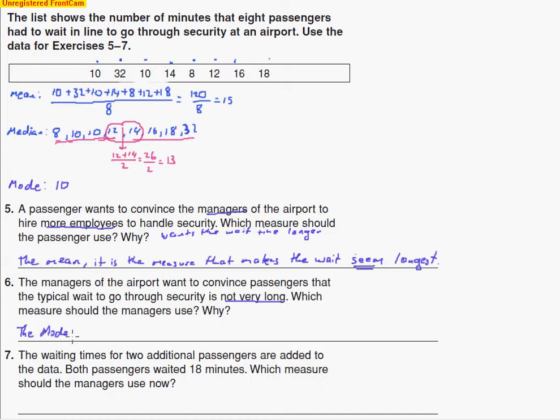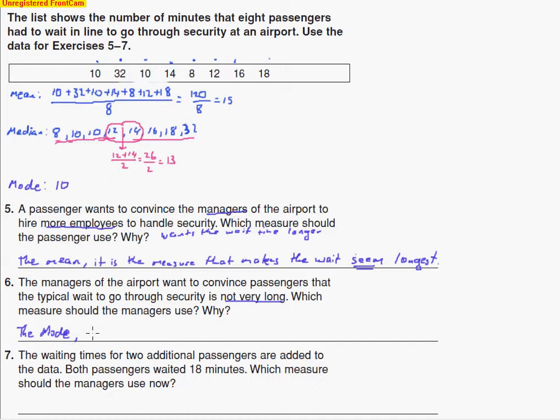Again, you're trying to just persuade somebody. You might look at those numbers and say, oh, we had one that was really high, so we could take that one out, that 32-minute wait. It's because it was some sort of situation that doesn't happen that often, but it did. And so we're trying to convince them that it's not very long, and the mode would be the one that we'd want to use. And so why the mode?